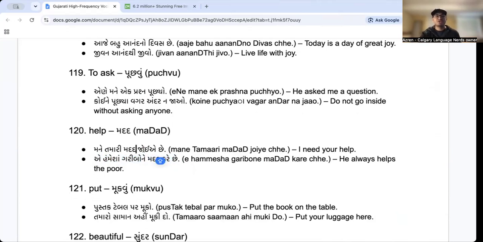Mane tamari madad જોઈએ છે. I want your help. Remember we saw this earlier. જોઈએ છે is like want. Oh, actually this is need. Sorry, want. There we go. I want your help. જોઈએ છે is like want. Mane tamari madad જોઈએ છે.